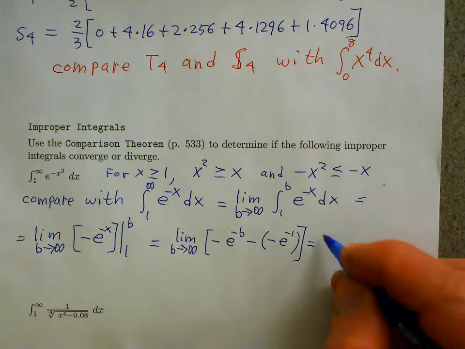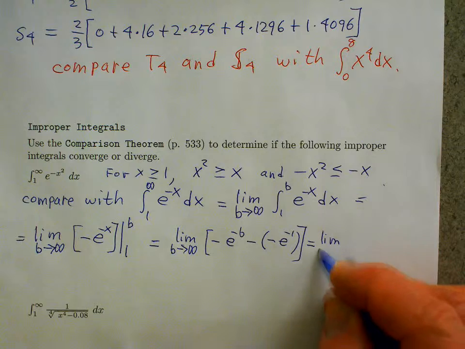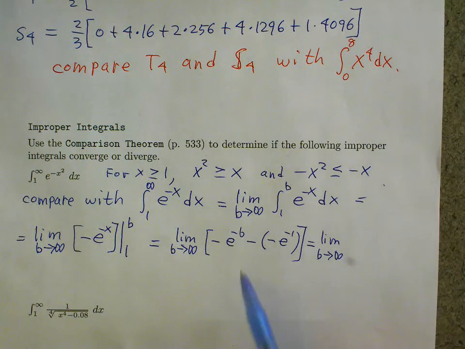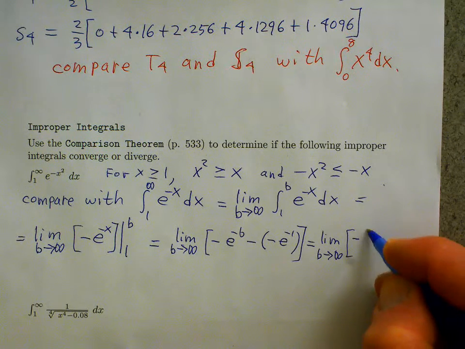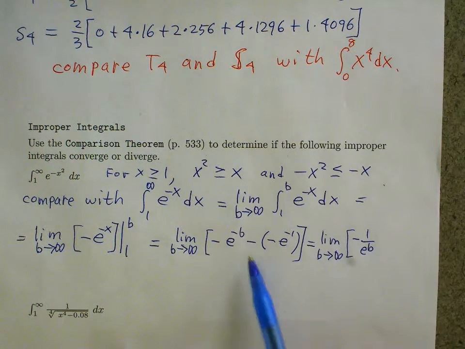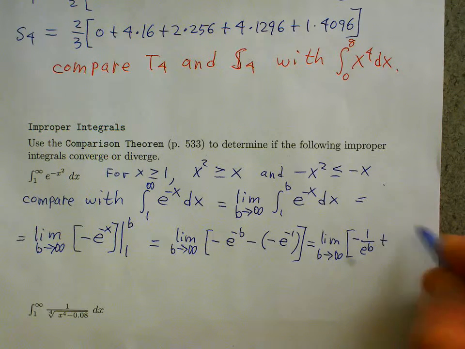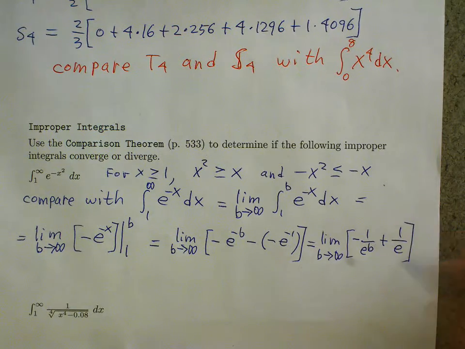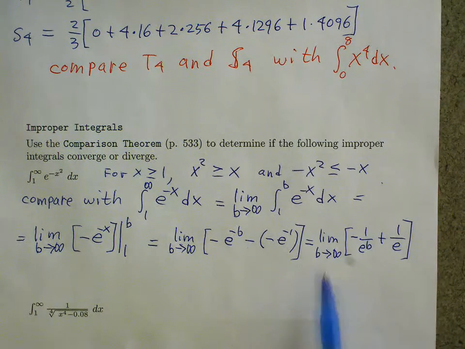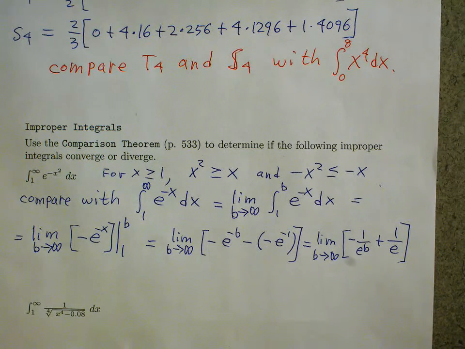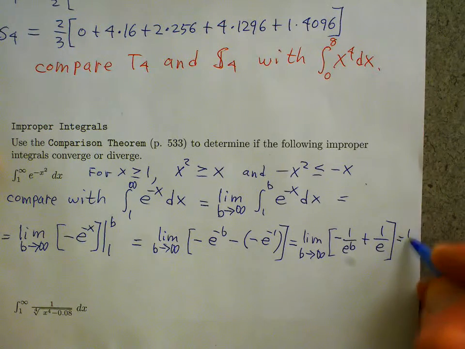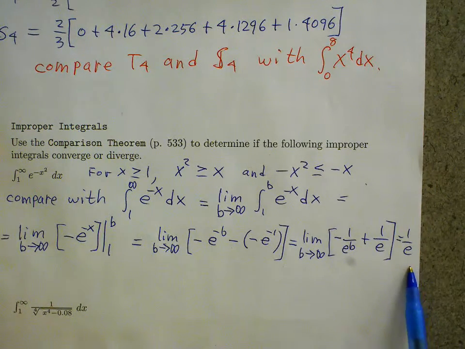So a little bit more arithmetic. The negative of e to the negative b is negative 1 over e to the b. And subtracting the negative is adding 1 over e. Then as b approaches infinity, the term negative 1 over e to the b goes to 0. And so the limit is a finite number, 1 over e. That means it converges.